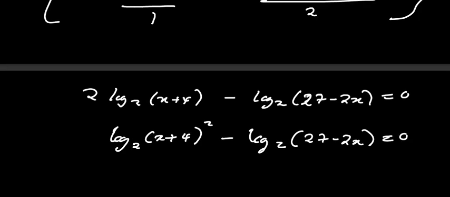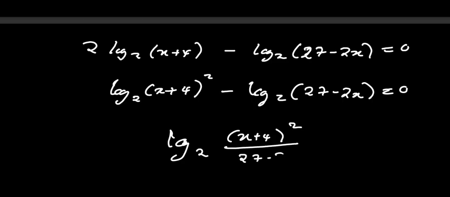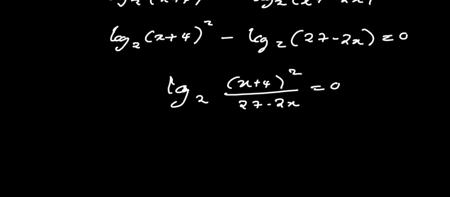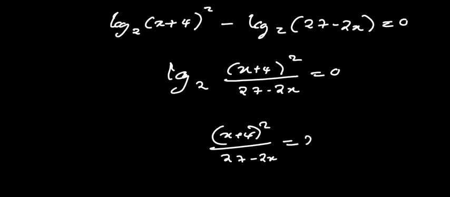The rule says whenever you have log of a minus log of b and the bases are the same, we can just divide these two. This is what we're having. So this guy here is going to change. We change it from logarithmic form to exponential form. This is going to be (x plus 4) to the power 2, over 27 minus 2x, is equal to the power 0.